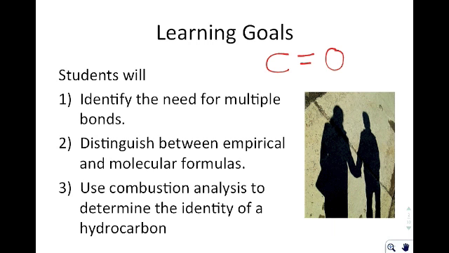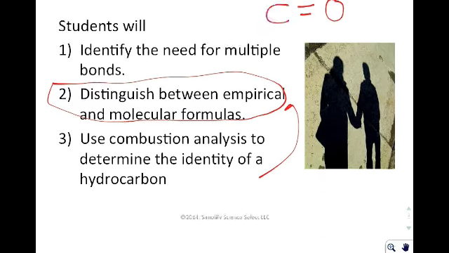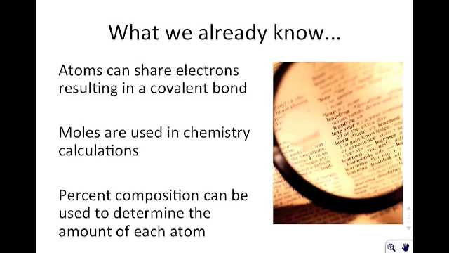We also want to talk a little bit about empirical and molecular formulas. That's actually a review for the summer assignment, but we'll go into empirical and molecular formulas again, and we want to be able to use combustion analysis to identify a hydrocarbon based on empirical and molecular formulas. So what do we already know? We know that atoms can share electrons, resulting in a covalent bond. We also know about moles from the last unit. So we want to take these things and the idea of percent composition to figure out what a molecule is, or how much of each atom there is in a molecule.